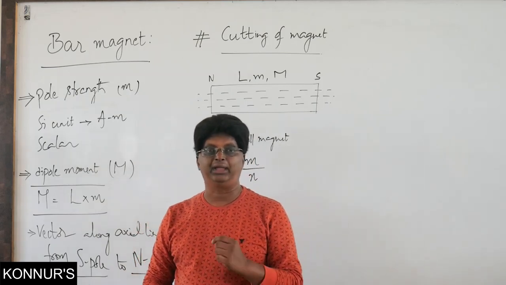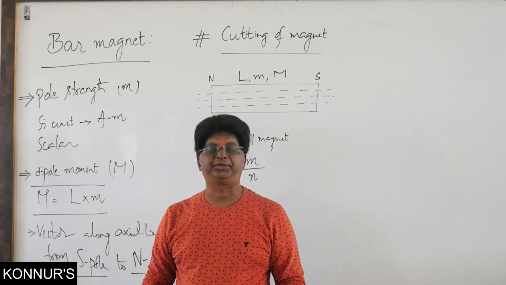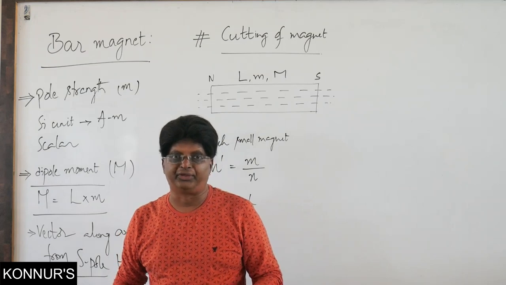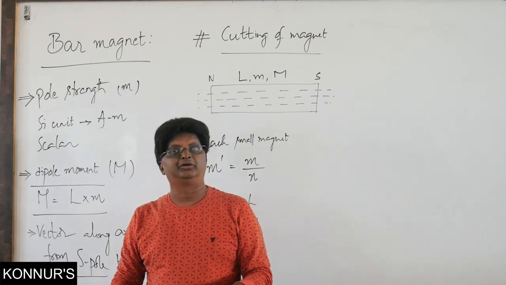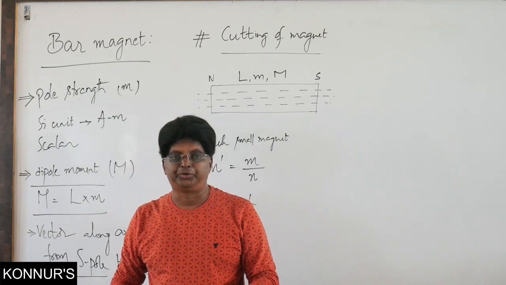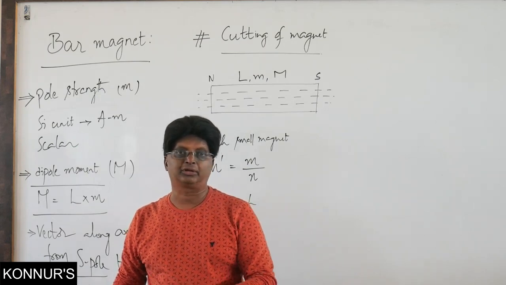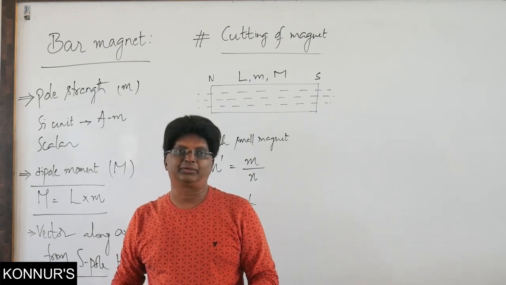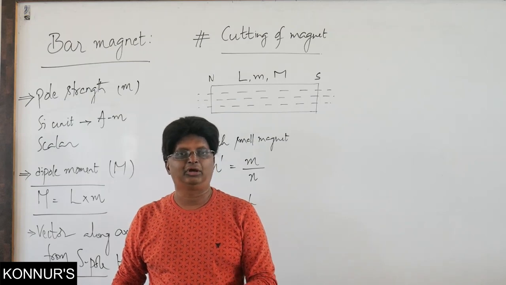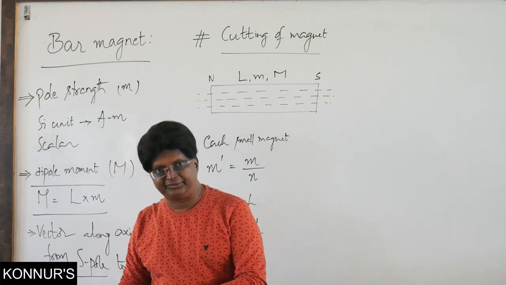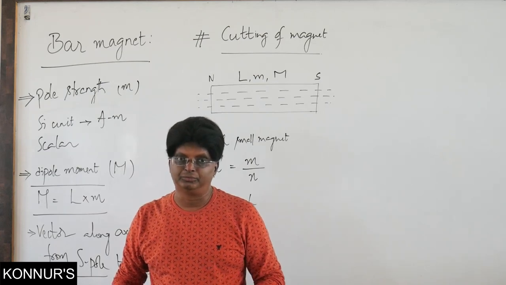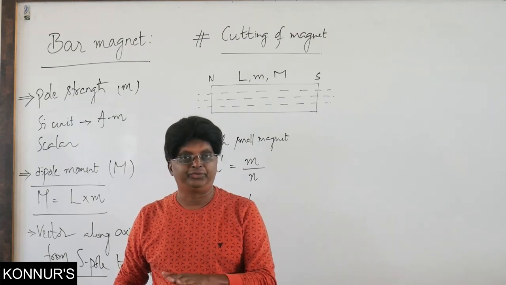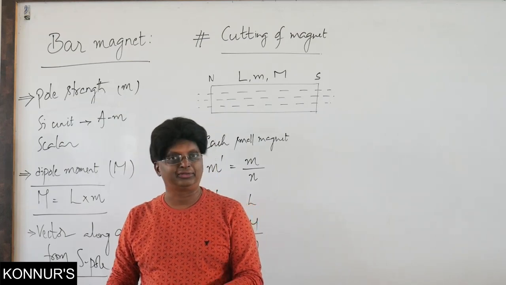Pole strength of a bar magnet does not depend upon the length of the magnet. It depends only on two things. Number one, the degree of magnetization, and number two, the thickness, otherwise called the cross section of the magnet. When it comes to the degree of magnetization, most of the time we consider saturated magnetism. For details, go through your notebook. That is why we simply take that pole strength depends only on the thickness of the magnet, not on the length or any other aspect.